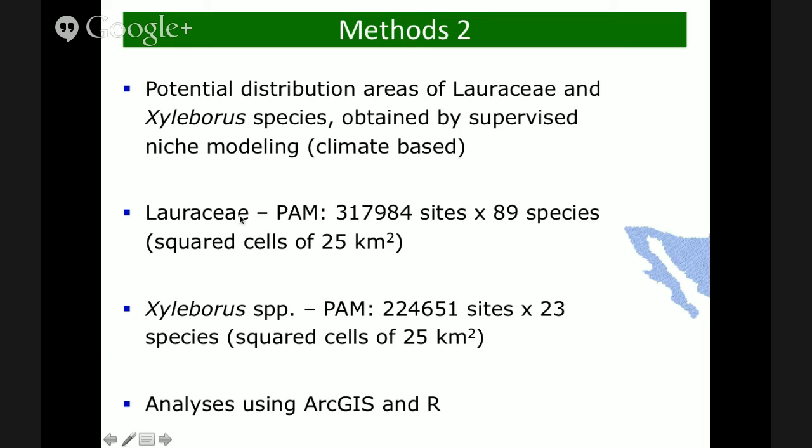We then built two presence-absence matrices to show the diversity patterns after doing all the niche models for the species. We have 89 species of Lauraceae, and because we're using a higher resolution grid, approximately 5 by 5 kilometers, we have many more sites, above 317,000. So the presence-absence matrix increases its dimension just because we're increasing the spatial resolution. Then for Xyloborus, we were able to collect information of better quality for only 23 species distributed in the Americas, and the number of sites at this spatial resolution is approximately 224,000. Again, all this was done in ArcGIS and R.